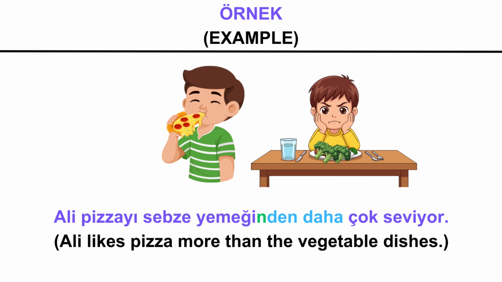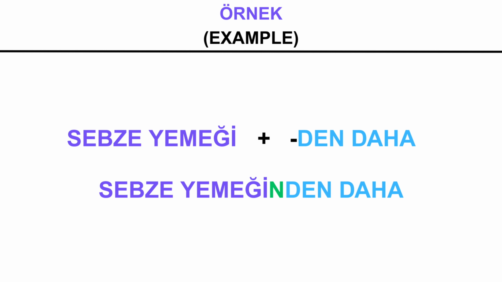Ali pizzayı sebze yemeğinden daha çok seviyor. Ali likes pizza more than the vegetable dishes. So, when we look at sebze yemeği, it's a genitive case. When it is a genitive case, when we want to add a suffix, we always use buffer letter n. That's why it will be not sebze yemeğiden, it will be sebze yemeğinden. There is always n when it comes to genitive cases.